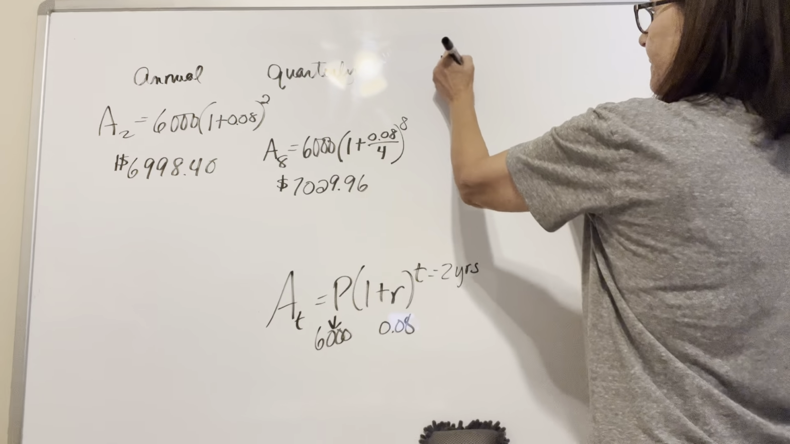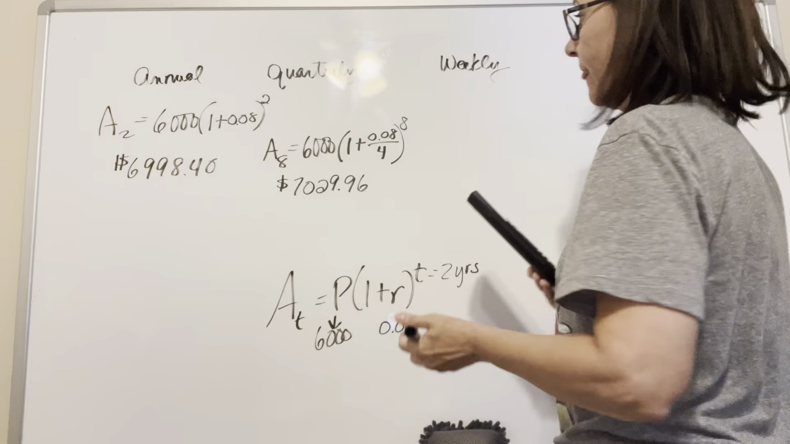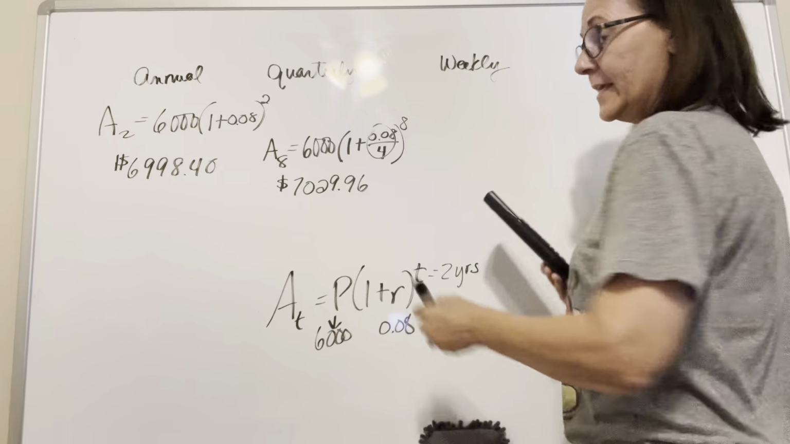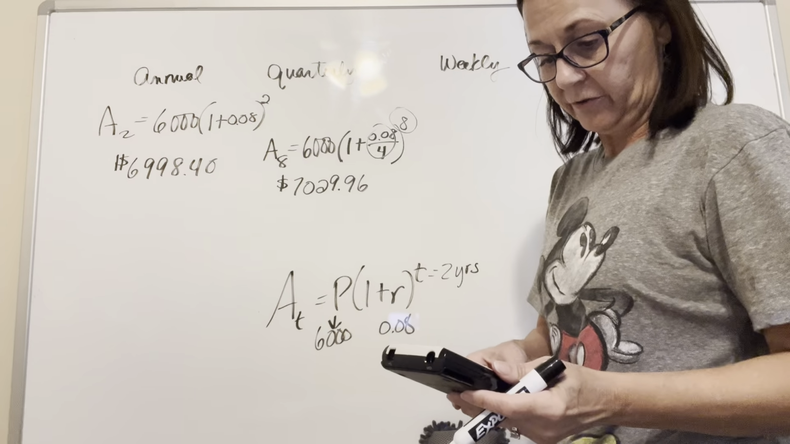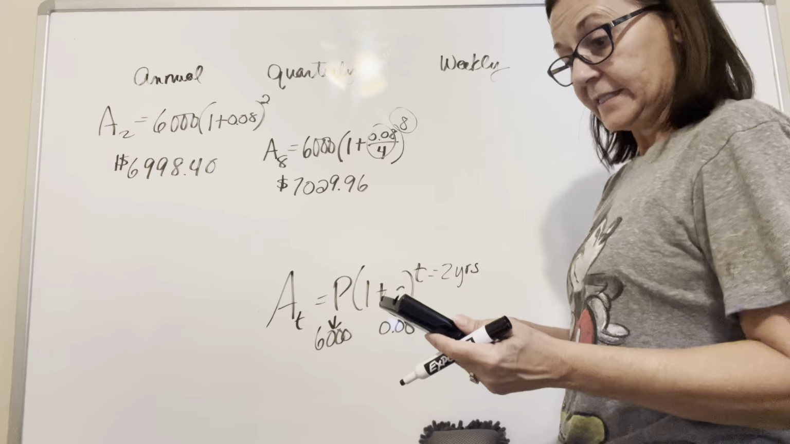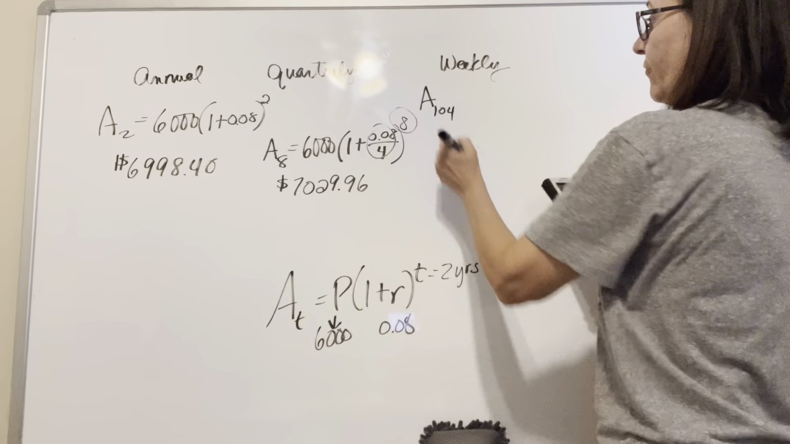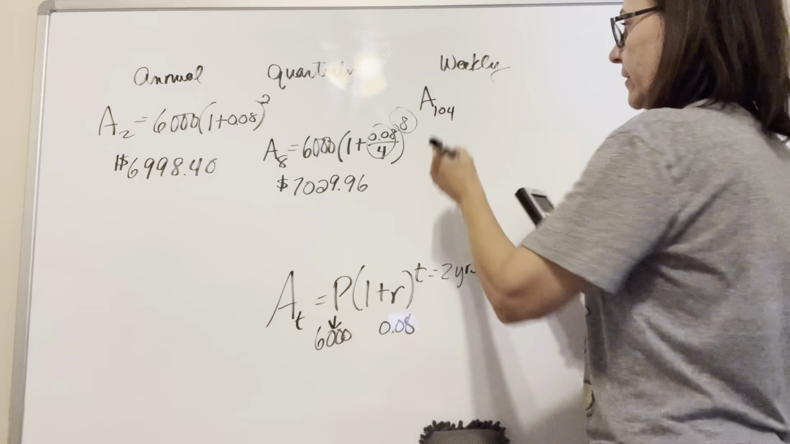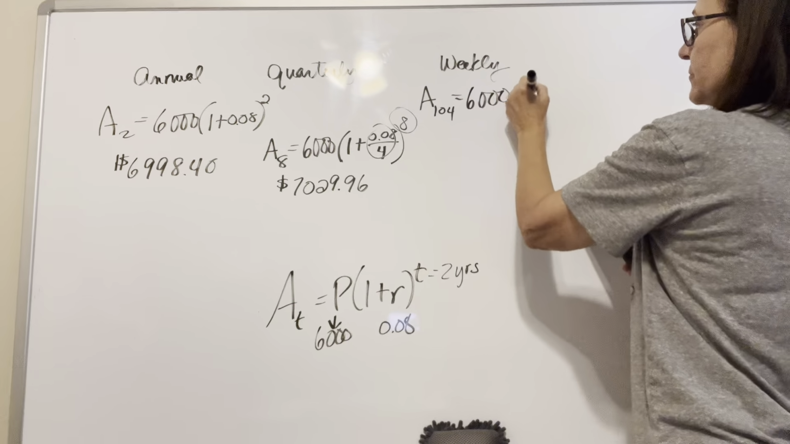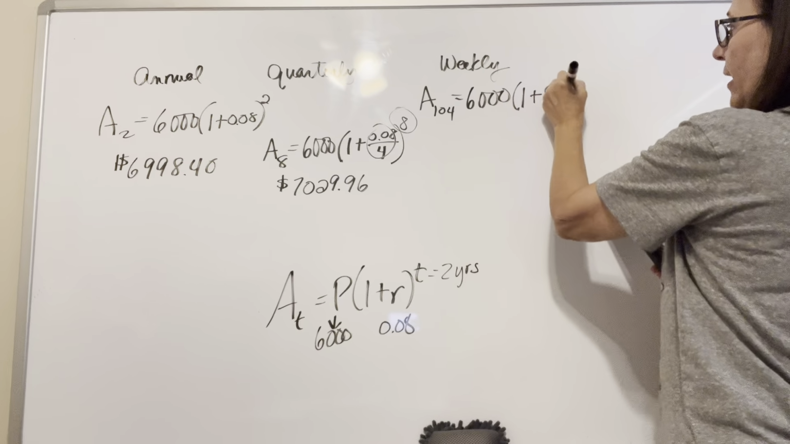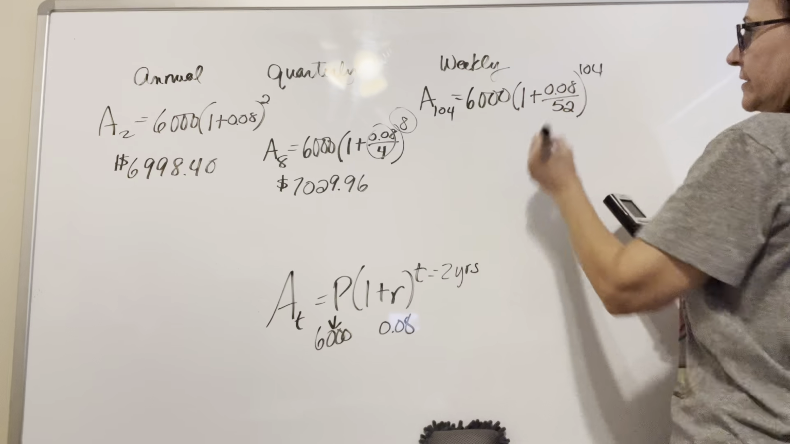All right, weekly, moving it over a little bit. There are 52 weeks in a year. All right, so I have to make this rate a weekly rate, and I have to make my time weeks too. So 52 weeks in the year times 2 years. So this is the amount over 104 weeks, or 104 weeks in 2 years, equals 6,000 times 1 plus 0.08 divided by 52 weeks. And I'm going to raise it to the 104th.